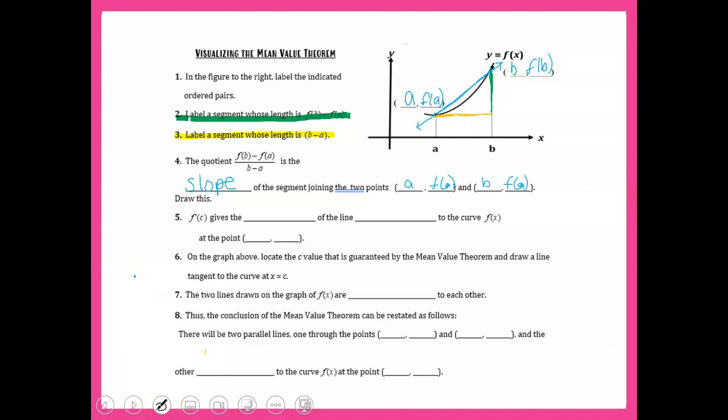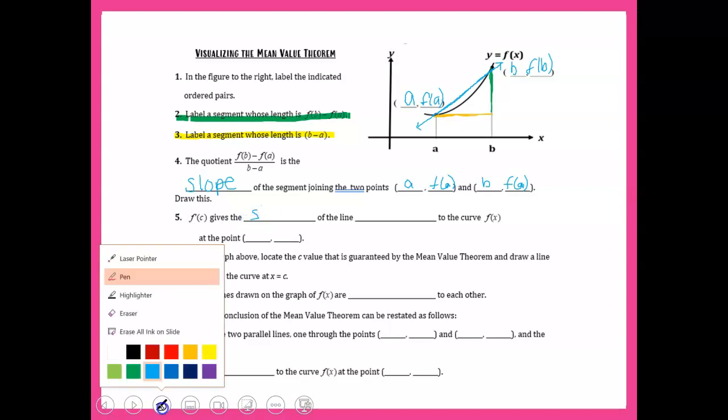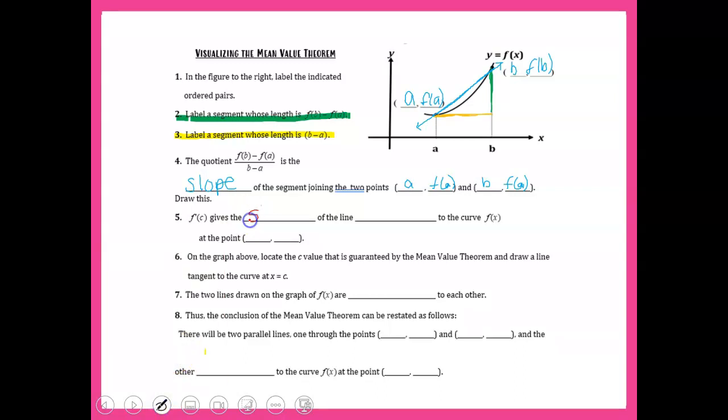What we want to do is predict where C lives such that C gives the slope of the tangent to the curve. So f prime of C is going to give the slope of the tangent line to the curve. And that should make sense. You take the derivative of f of x and you plug in C, that represents the slope of the tangent line. Represents the derivative at that point. So what would the point be? That point would be C.